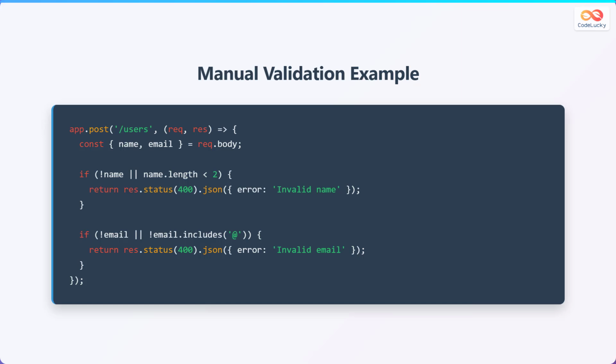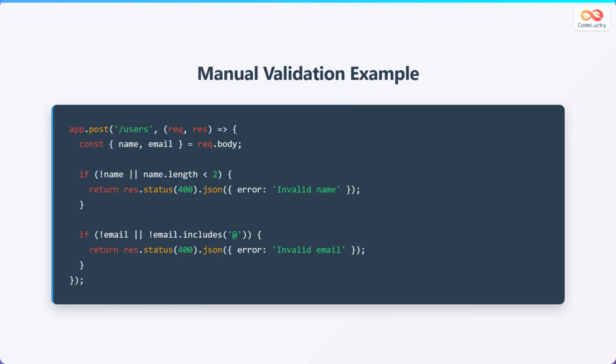Here's an example of manual validation in Express. First, we define a route using app.post for handling user creation at the /users endpoint. Inside the route handler, we extract the name and email from the request body. Then we check if the name is missing or if its length is less than 2 characters.